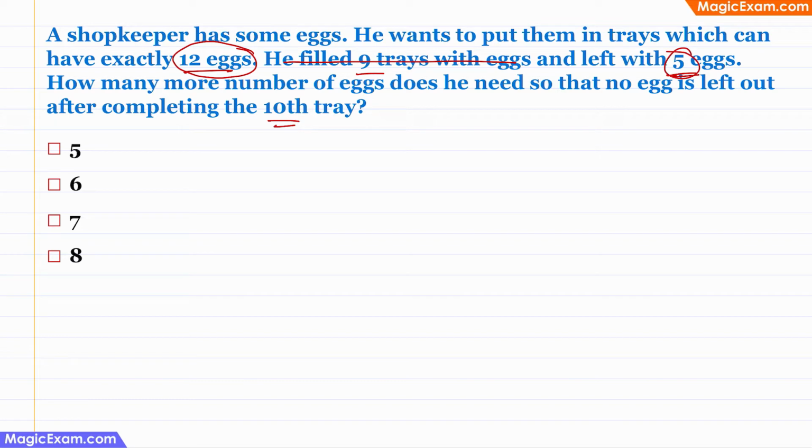So, if the capacity of the tray is 12 eggs and he is left with 5 eggs, then the balance number of eggs that he requires to fill the next tray would be 12 minus 5, that is 7. So he just needs 7 more eggs to fill the 10th tray. That's it. So the answer is 7.